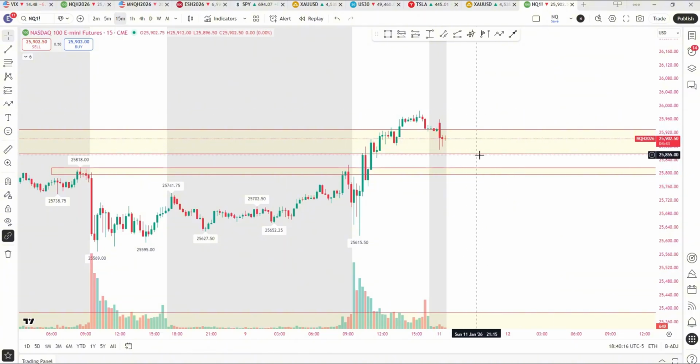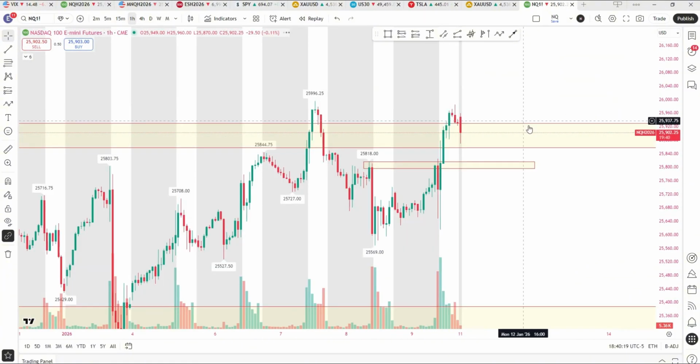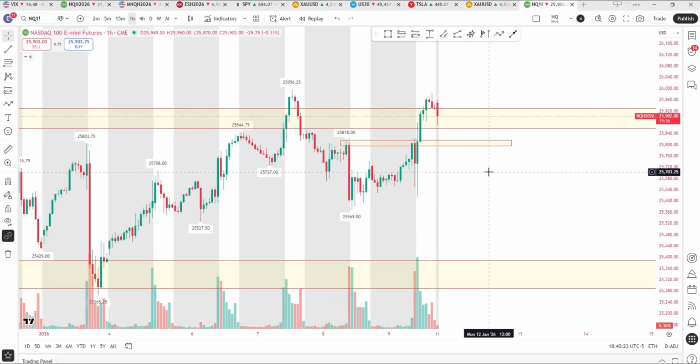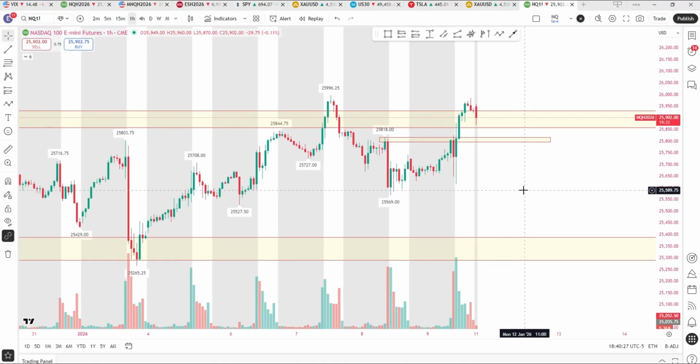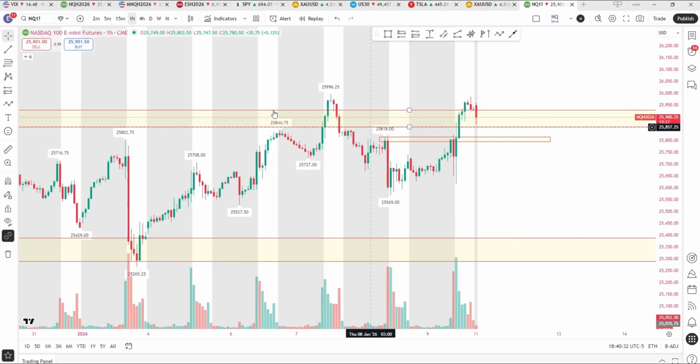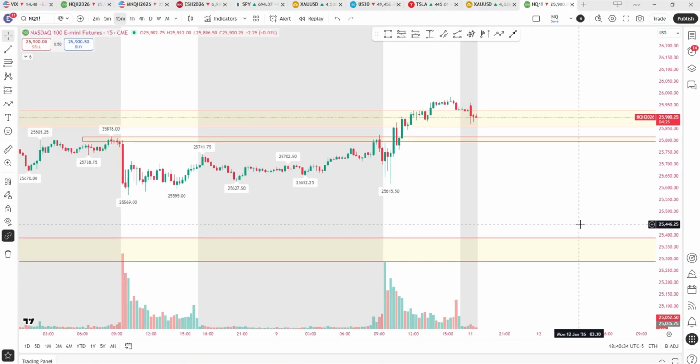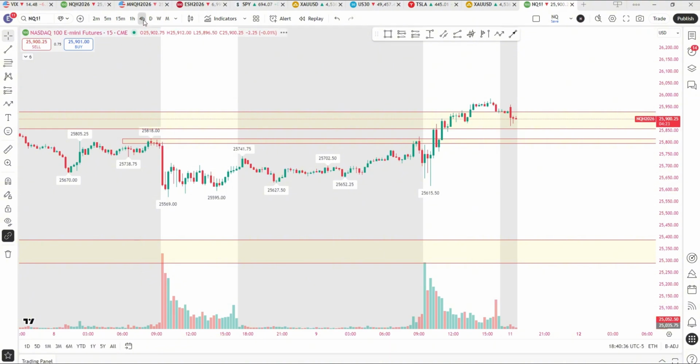Correction and then continuation. Like I said, the correction might not be that deep. It can get to wherever point it wants to go, but we're going to let the market do its thing. But I am definitely expecting some correction in the market before looking for buys. So that is my analysis on NQ.